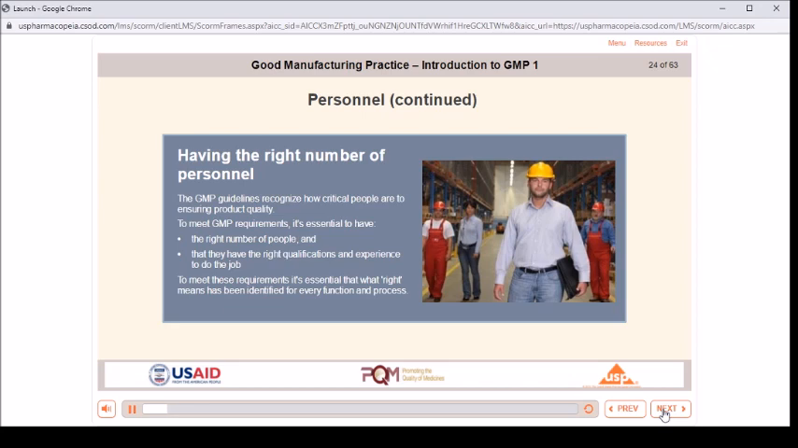Personnel, continued. Having the right number of personnel. The GMP guidelines recognize how critical people are to ensuring product quality. To meet GMP requirements, it's essential to have the right number of people and that they have the right qualifications and experience to do the job. To meet these requirements, it's essential that what "right" means has been identified for every function and process.